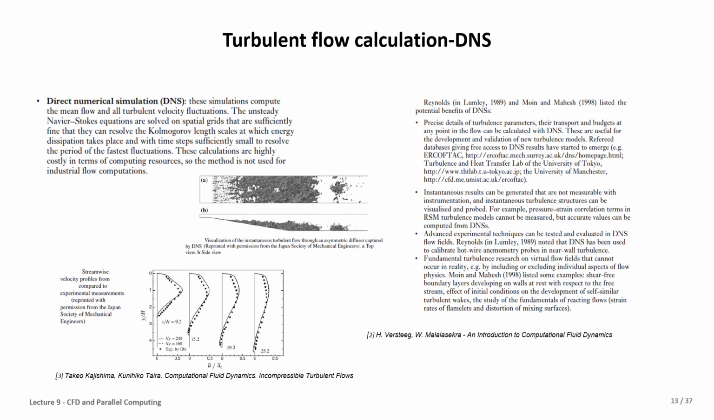In this statement, one of the interesting things is that Reynolds noted that DNS has been used to calibrate hot wire and metric probes in near wall turbulence. So that means they're using this approach to set up their devices for the experiment. So that means it's providing detail like the experiment. However, because of the cost, it's limited in application, and we cannot use DNS for regular or industrial applications.